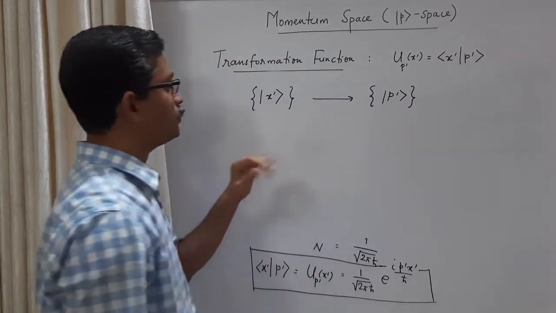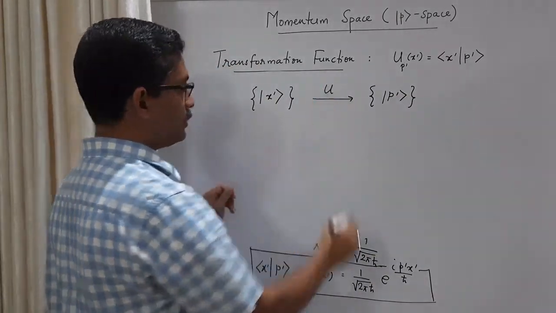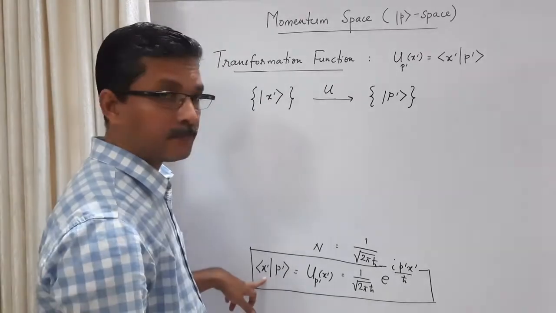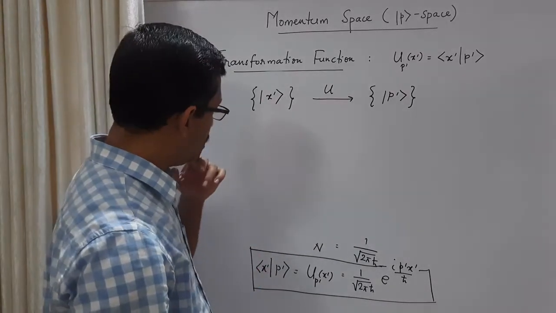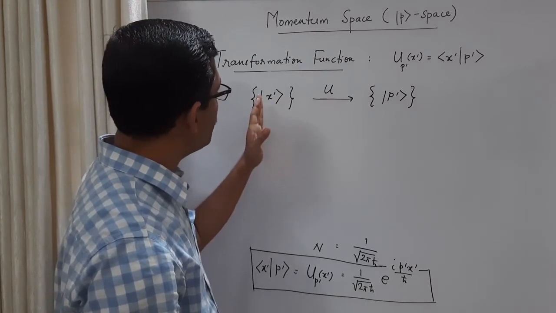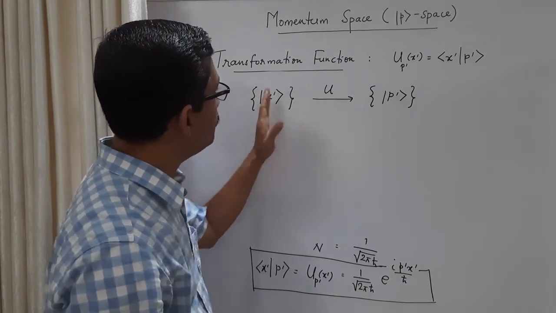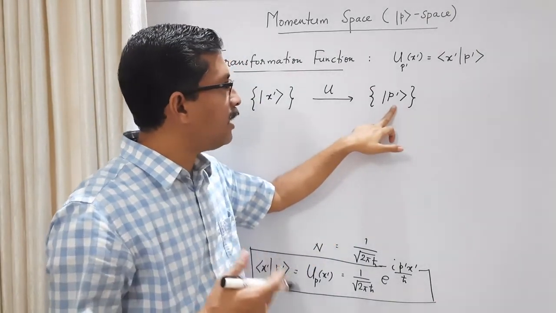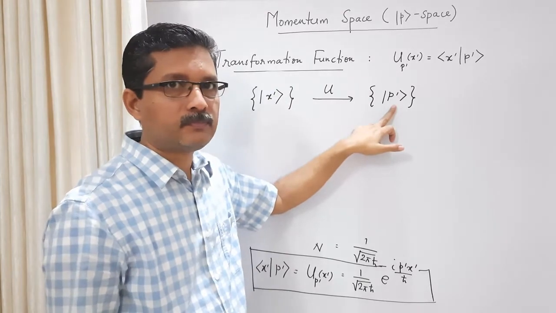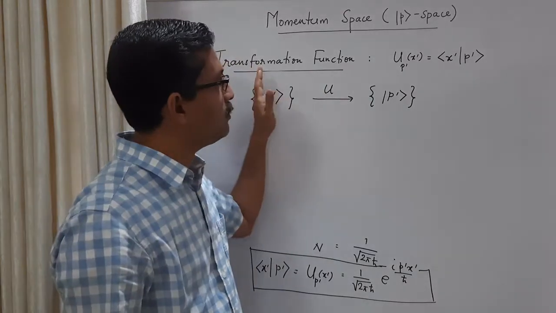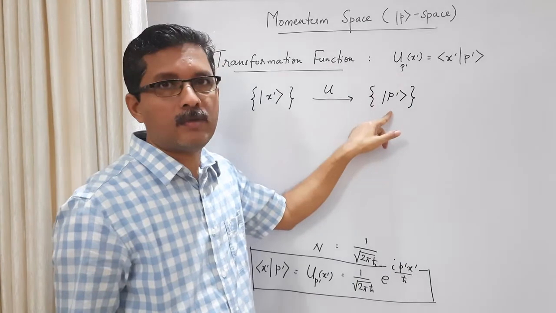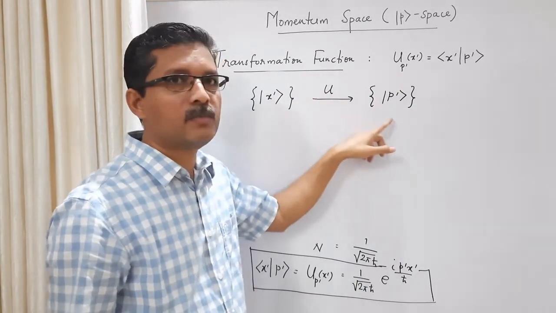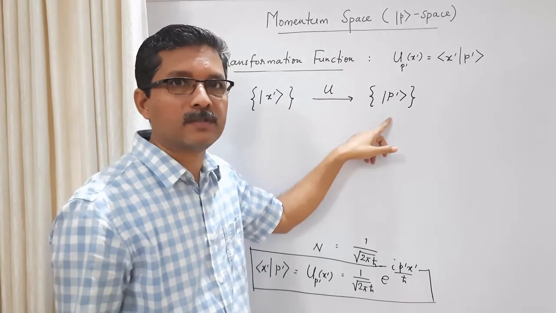Or from the x basis to the p basis is a unitary transformation, and the matrix element of this unitary transformation is this transformation function. Now when you come from the x basis to the p basis, this momentum basis consists of the eigenkets of the momentum operator. So we move from the position basis to the eigenkets of the momentum operator under this unitary transformation. And naturally, this unitary transformation will diagonalize the momentum operator.